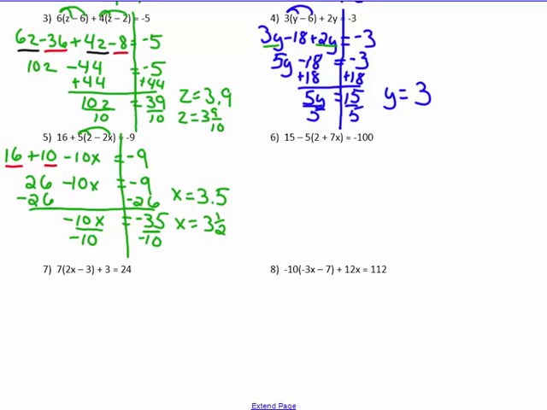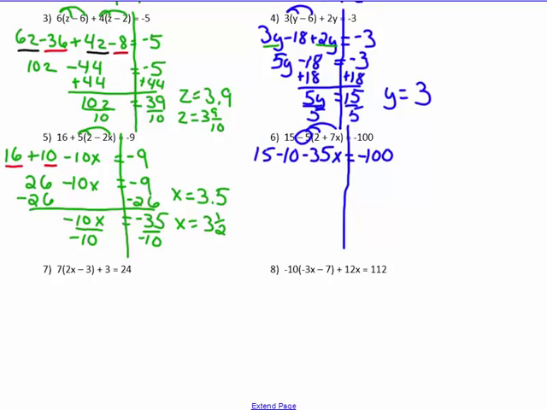All right, one more for me, and then you're going to try 2 on your own. So for number 6, again, I cannot do 15 minus 5. I have to copy the 15, but what I'm distributing is a negative 5. So negative 5 times 2 is negative 10. We write that as a minus. Negative 5 times 7 is negative 35. We write that as a minus, and we include our x.